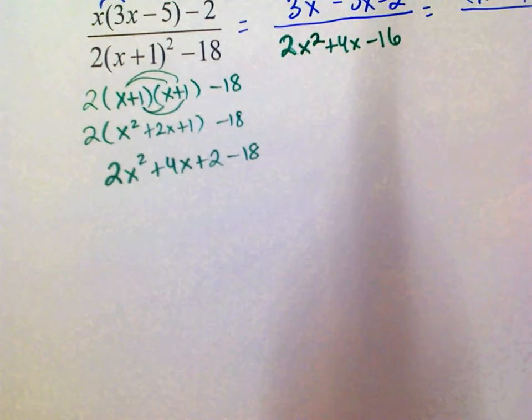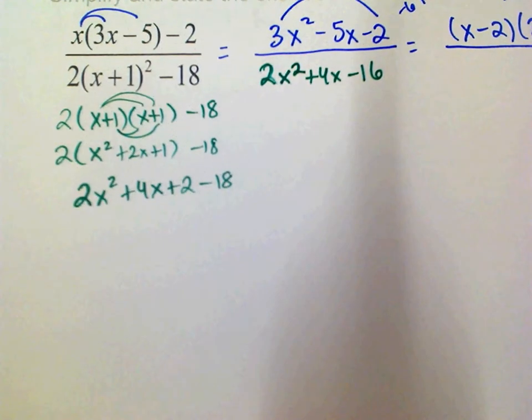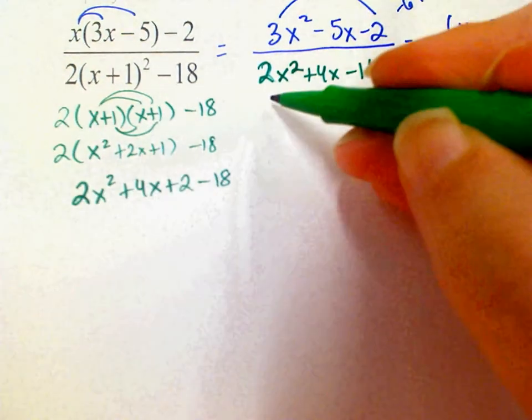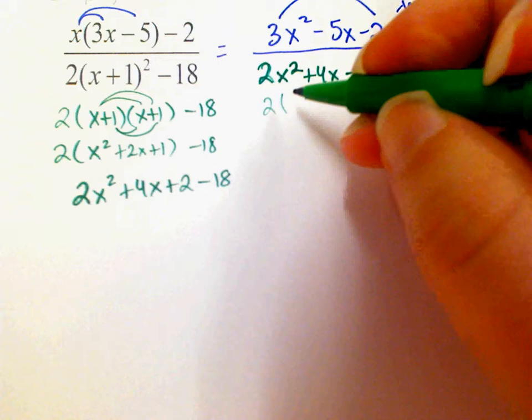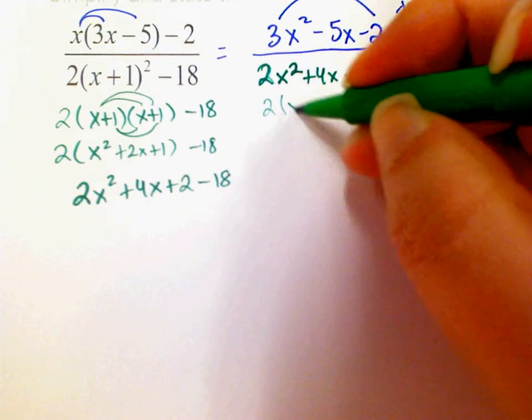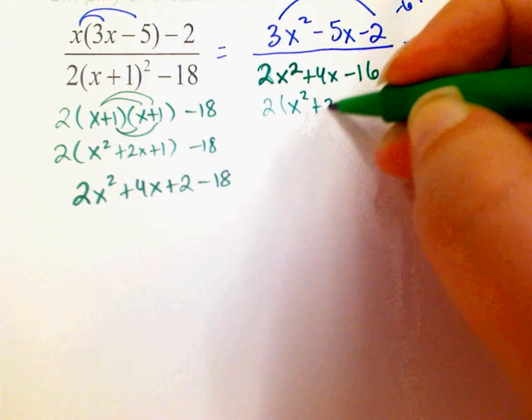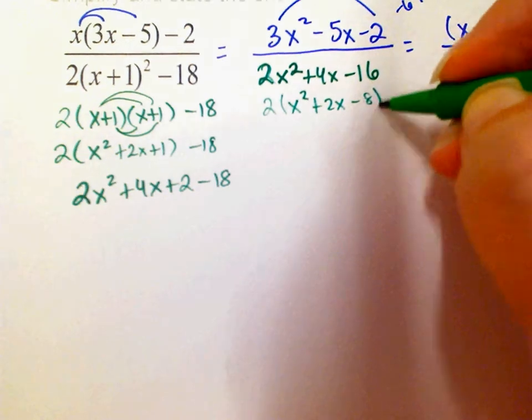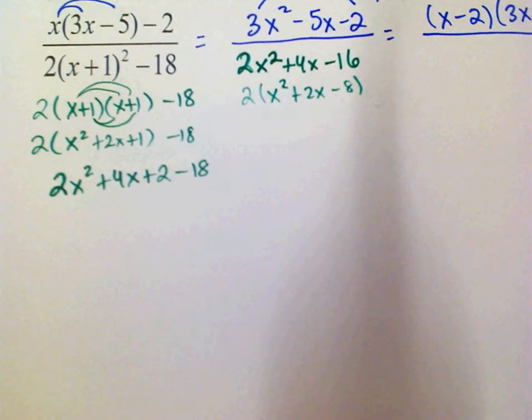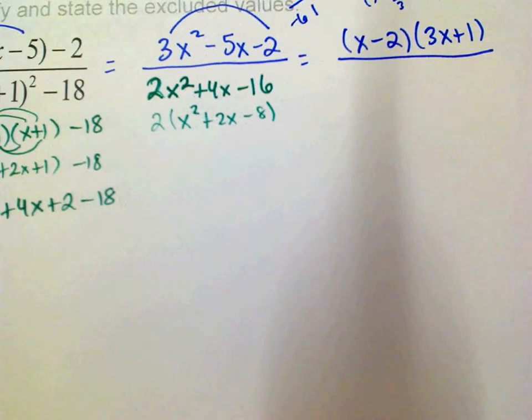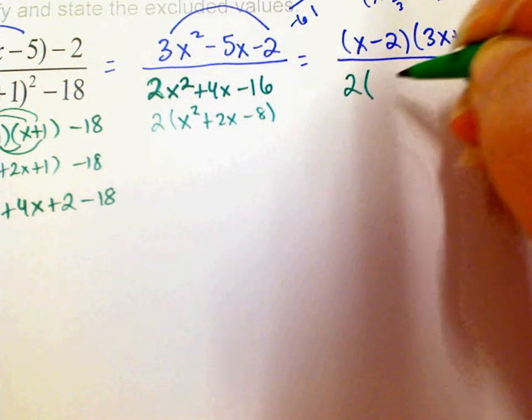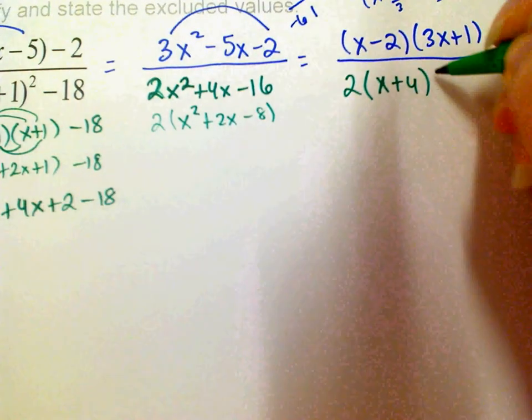What can I factor out of that? A 2. Factor the 2 back out, which leaves me with x squared plus 2x minus 8. And are there factors of negative 8 that add up to positive 2? There you go, right?